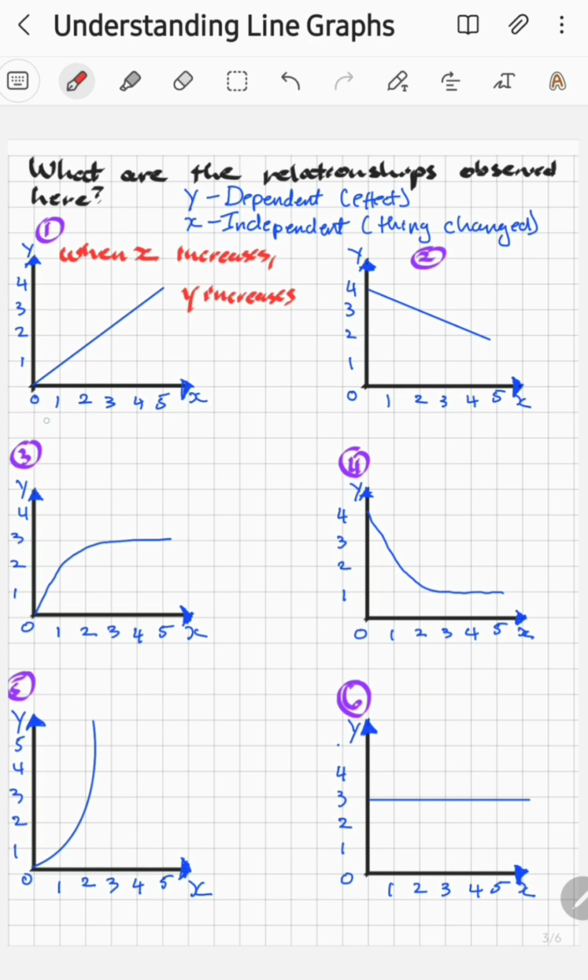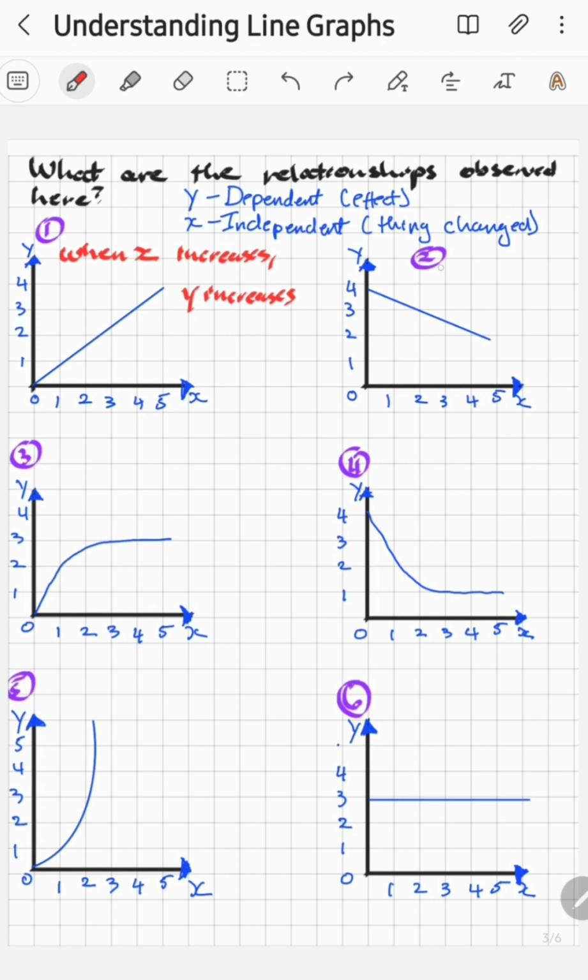So we see that as we are moving from left to right on the x-axis, the independent variable, we are increasing, okay? And as we move up, we are increasing. So as we go up, our dependent variable, or our y, we see that it is increasing. So how would we describe graph number 1? We say when x increases, y increases. Okay, that is how we explain that particular shape.